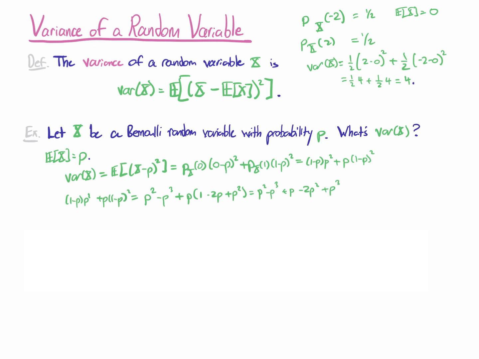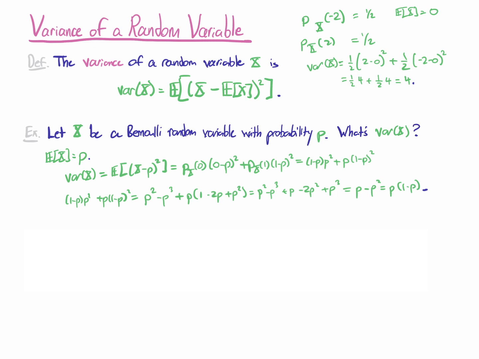Okay, so now a lot of things are going to cancel. My p cubes are going to cancel, and one of my sets of p squareds is going to cancel. So I'm going to be left with p minus p squared, which is the same as p times (1 minus p). And that's my final answer there. That's my formula for the variance of a Bernoulli random variable with probability p. Its variance is p times (1 minus p).